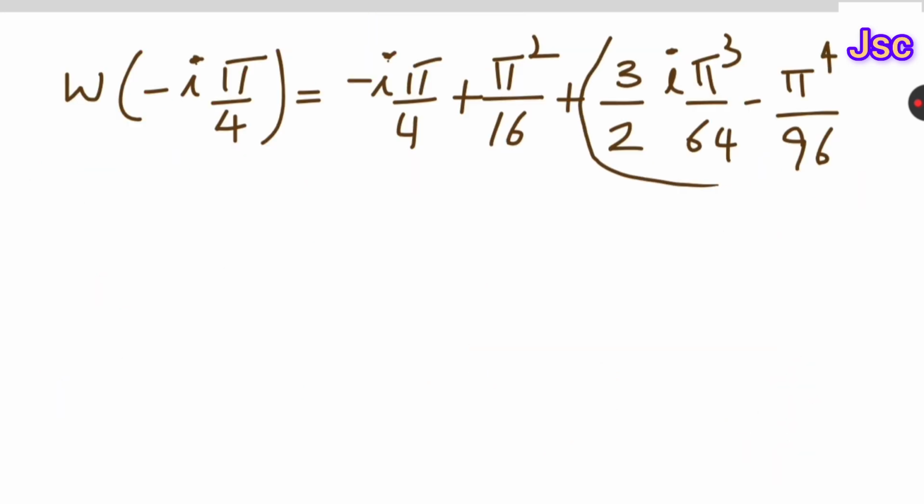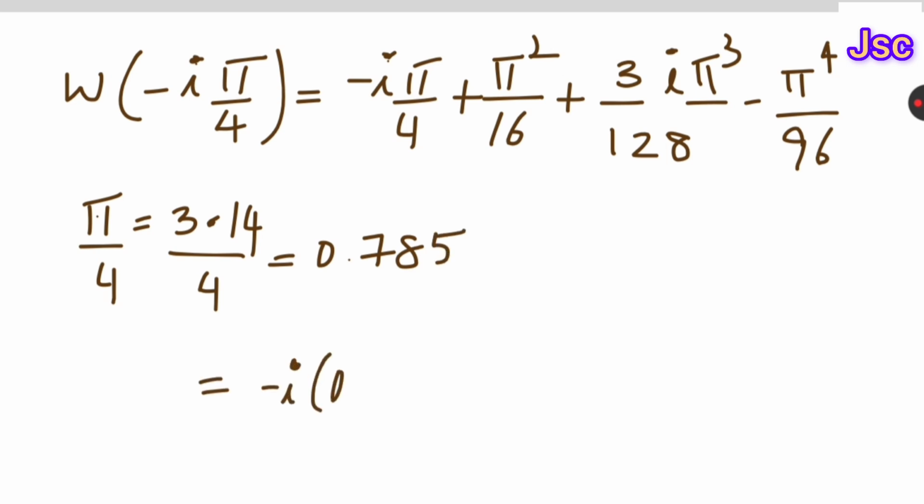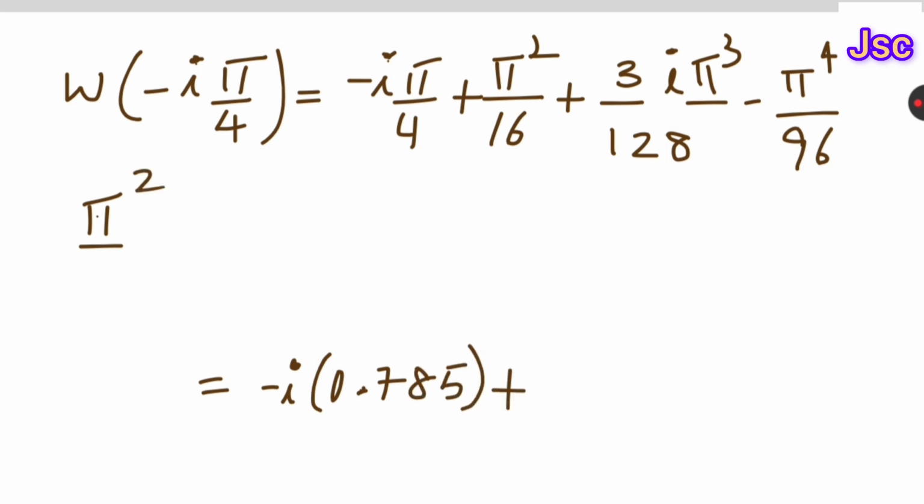Now observe the third term. We have 2 times 64, which gives 128. So just write 128 at the denominator. And we know that the pi value is 3.14, isn't it? If you divide it by 4, after dividing by 4, you will get 0.785. So the first term is minus i times 0.785. Now check the second term, which is pi^2 over 16.